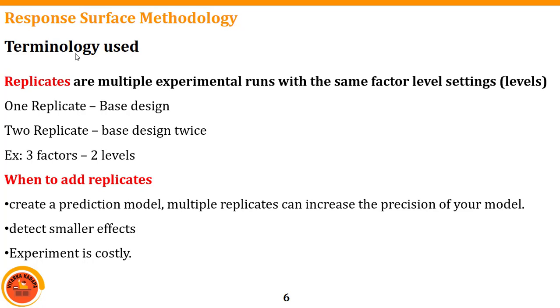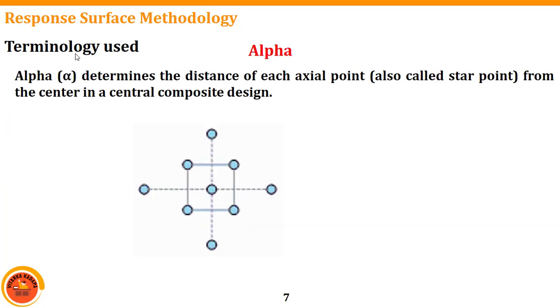But the uniqueness is that you can detect the smaller defects. That is the uniqueness. Next, alpha. If you can see, axial points I have discussed. So axial points are nothing but this one. The alpha determines the distance from each axial point. So axial level points, each point.